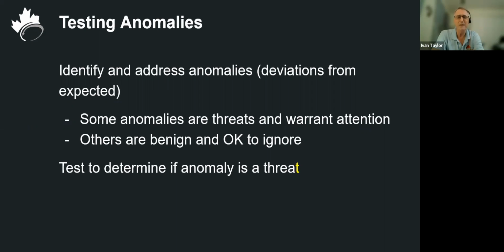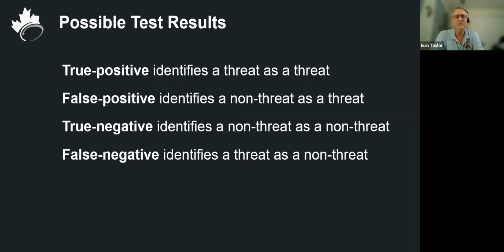Some anomalies are threats that warrant attention, and others are benign and are okay to ignore. And we want to have a test to determine if the anomaly is a threat. And with a test like that, there's four possible outcomes. There's true positives, which identify a threat as a threat. There's false positives, which identify a non-threat as a threat. There's true negatives, which identify a non-threat as a non-threat. And there's false negatives, which identify a threat as a non-threat.